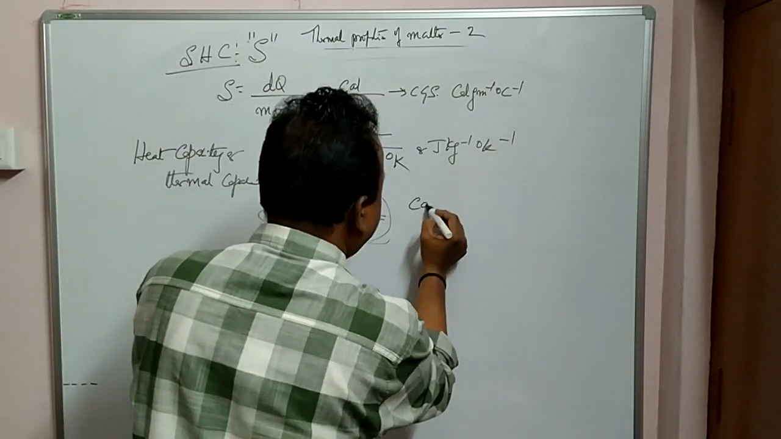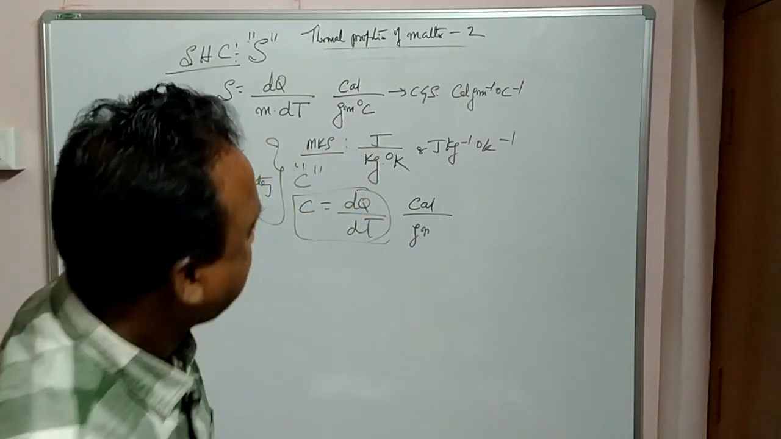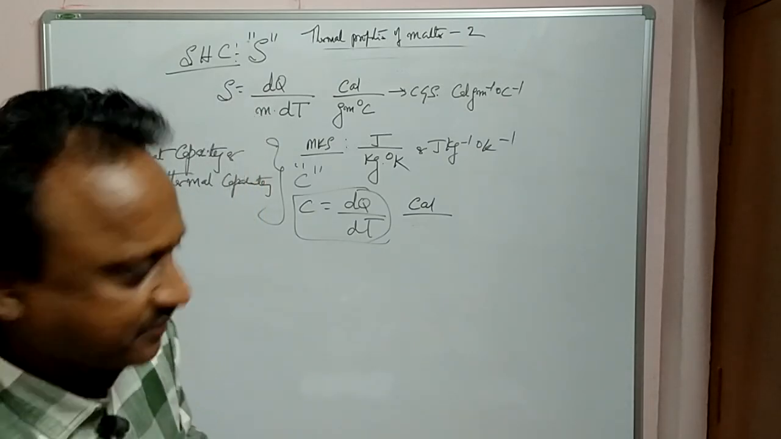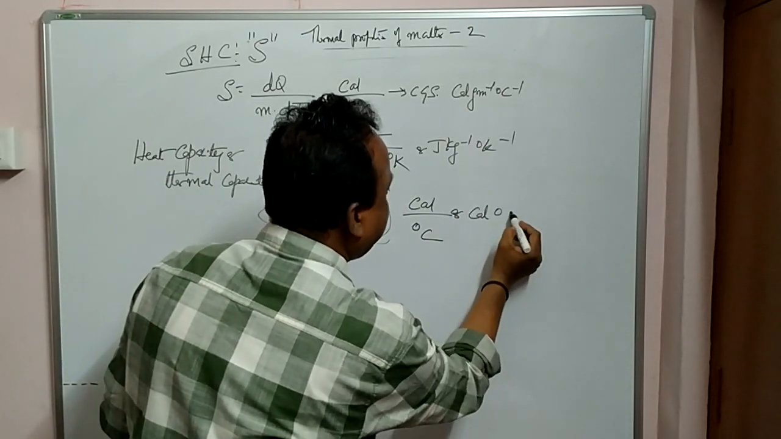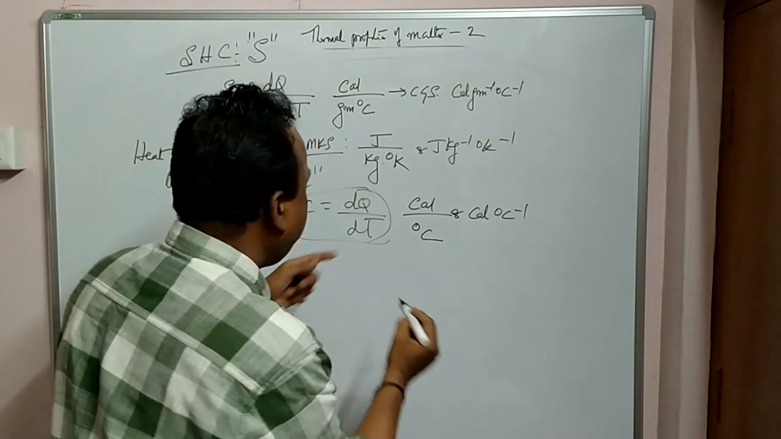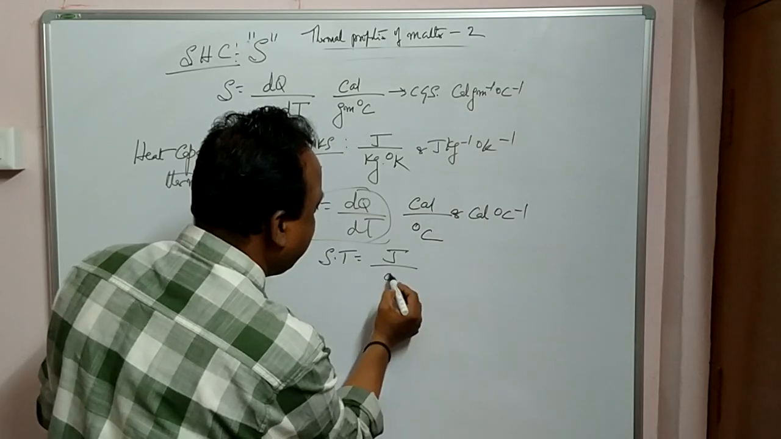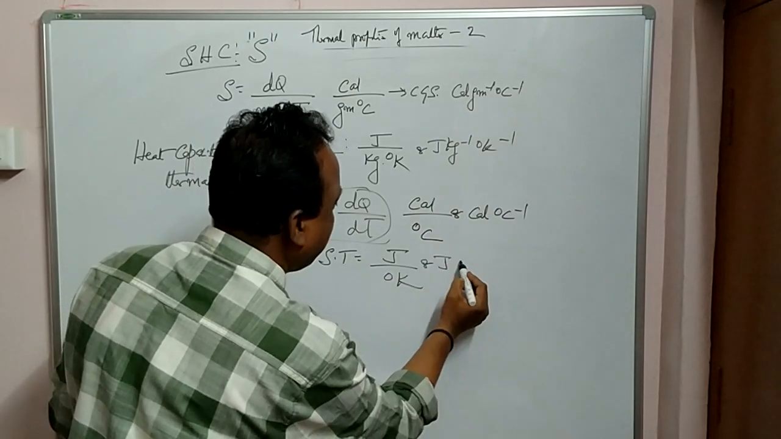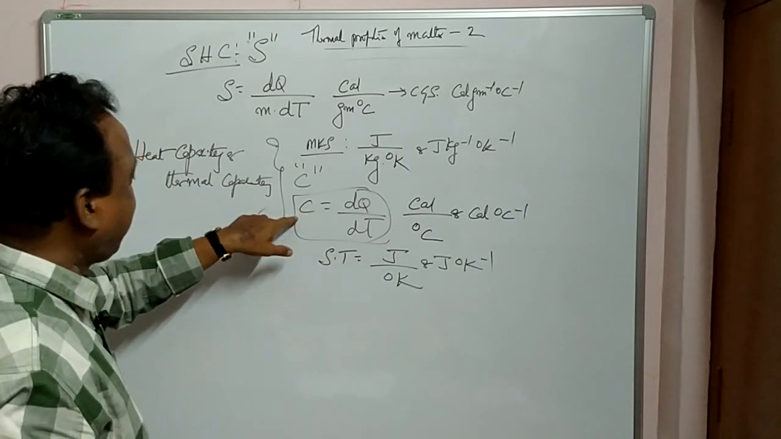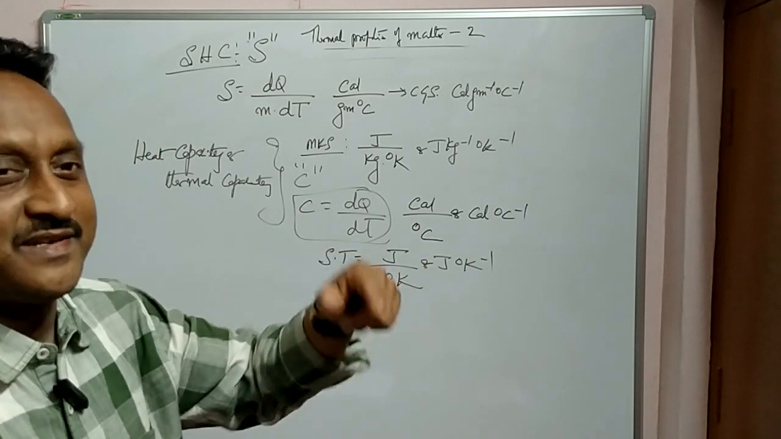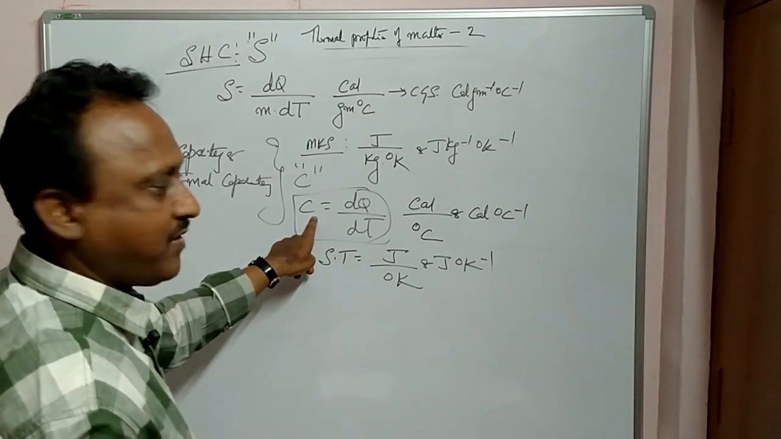Then the units: calorie per degree Kelvin in CGS, or calorie degree centigrade inverse, or in MKS or SI system you can write simply joule per degree Kelvin or joule degree Kelvin inverse. There is no gram here, because it is the whole system that is raised by 1 degree. Clear? This heat capacity or thermal capacity depends upon mass. Let us see how it depends upon mass.